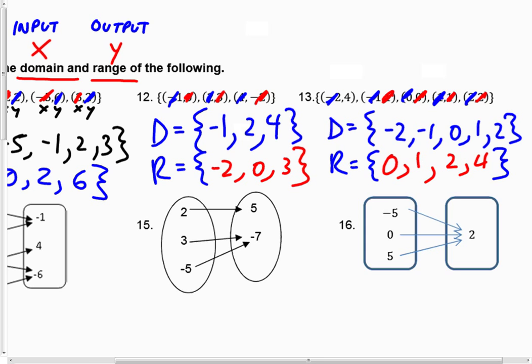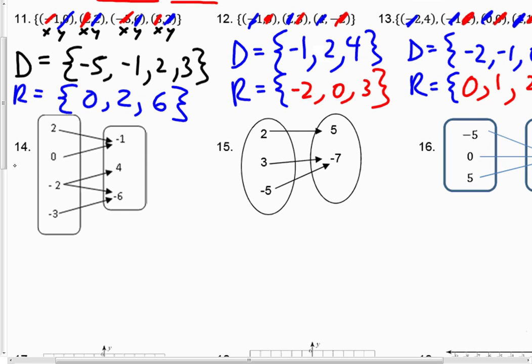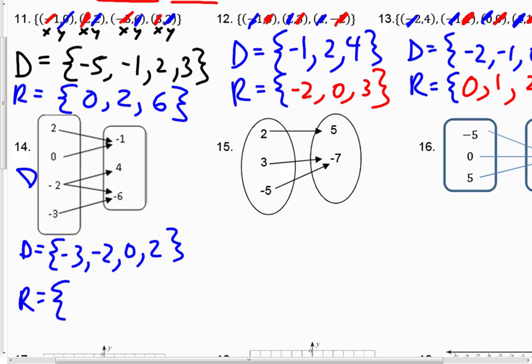You might see drawings like 14, 15, and 16. This is exactly the same as this. Only it's easier. Because they don't repeat anything. This is your D, this is your R. Input, output. So I'm looking at -6, -1, and 4. Place it in order from least to greatest.